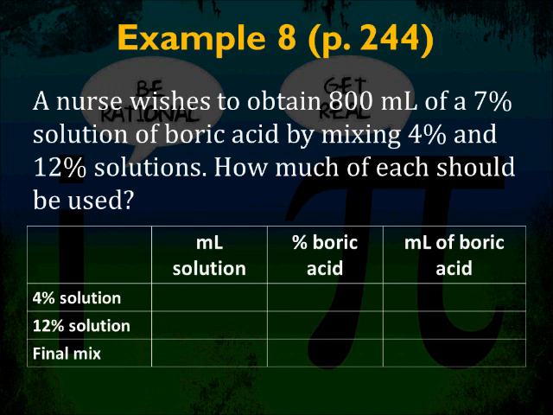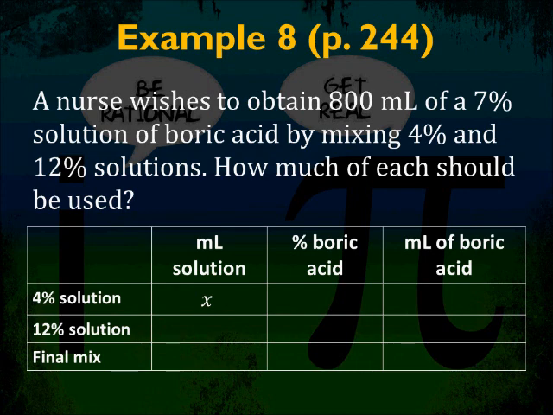I'm going to call the amount of 4% solution in milliliters X. Now, what's the concentration of boric acid for this problem? Being 4%, I would say 0.04 or 4%. Now, if you were to multiply 4% and X together, that would get you the number of milliliters of boric acid. So 4% is 0.04, so the milliliters is 0.04x. That's the 4% solution. Do the same with the 12% solution.